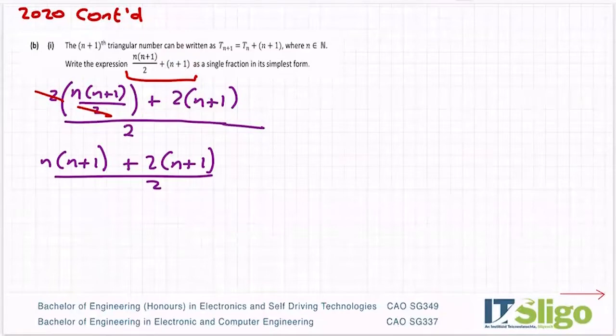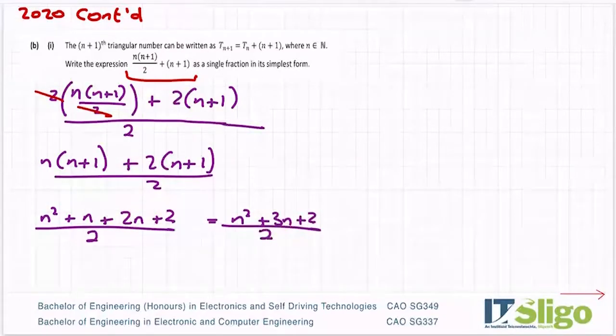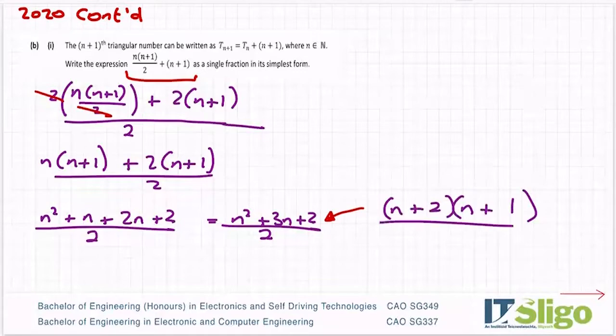Okay, let's multiply this out. So I get n squared plus n plus 2n plus 2 all over 2. Okay, so I'm getting n squared plus 3n plus 2 all over 2. Write it as a single fraction in its simplest form. Okay, this looks like it'll factorize. So let's do that. n and n, 2 and 1, plus and plus, all over 2.